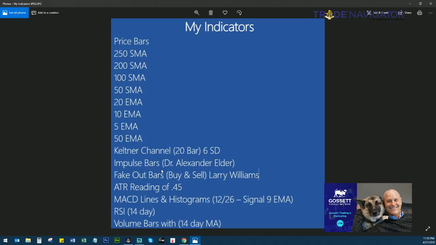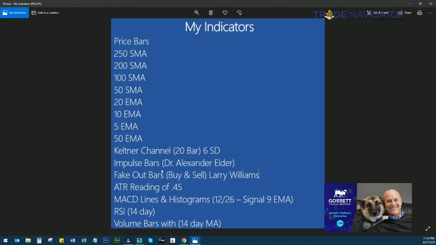Then we have the MACD lines and histograms. This is pretty standard on most charting packages, and I just use the standard settings, which is 12, 26, and the 9 EMA for the signal line. That might seem complicated, but it's not. You just put in the numbers. Then I use a 14-day RSI, and then I use volume bars with a 14-day moving average of the volume. So okay, let us get started.